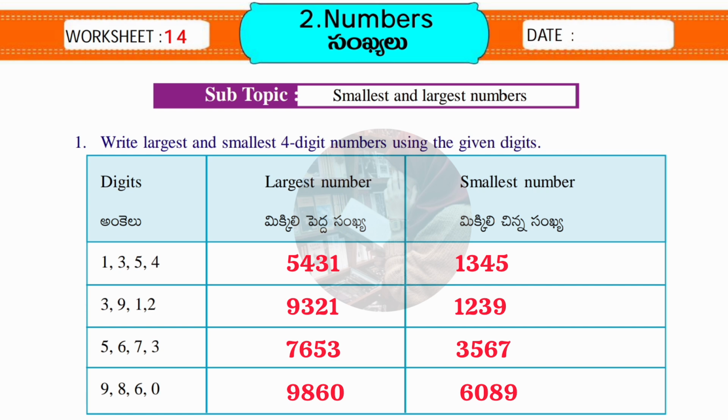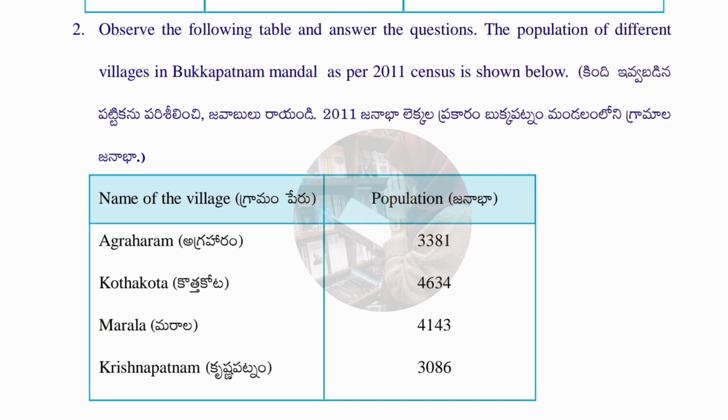Understood, guys? Let's see the second Roman, which is observe the following table and answer the following questions. The population of different villages in Bukkapatnam Mandal as per 2011 census is shown below. Okay, here one box is given in which we have the names of the villages and population. Okay, here 4 villages are given from Bukkapatnam Mandal. As per 2011 census means on that time. Below that we have some questions which we need to answer correctly by observing the table carefully.